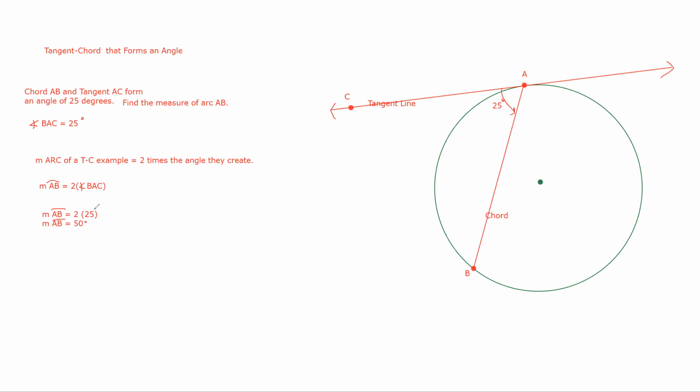Okay? Conversely, if you're given the measure of the arc and you have to find the angle, you're going to simply divide by 2. So let's make another example. Let's say we have this one here. Oh, let's work it from the other point of view.